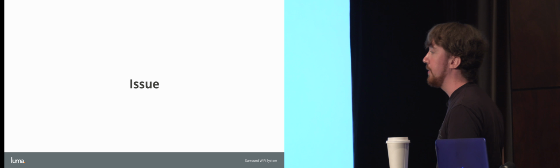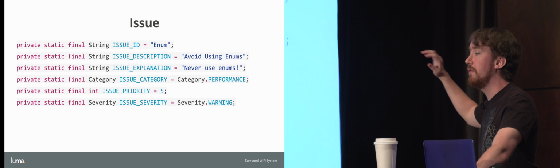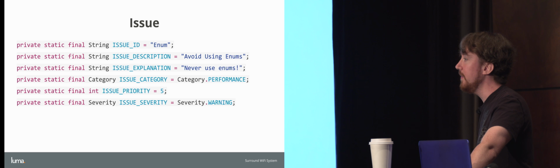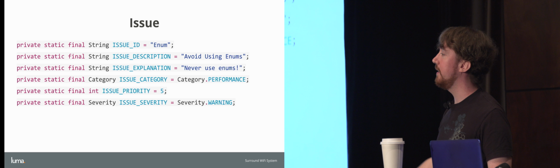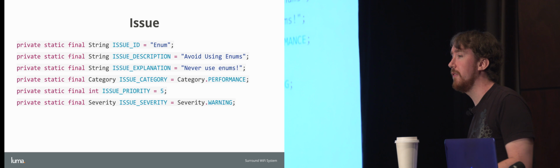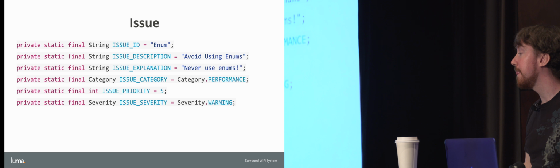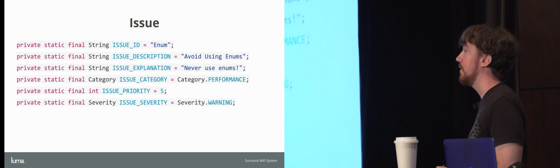Issue is the important piece. It's the problem that we're trying to solve. And it has a bunch of different fields that we can define. Now, the first one's the ID. This is how we uniquely identify our issue. And usually it's some sort of camel-cased phrase. Mine's just enum, but typically you give it a more descriptive ID. Later on, you can do a lint --show with an ID, and you can learn all about the details via command line.